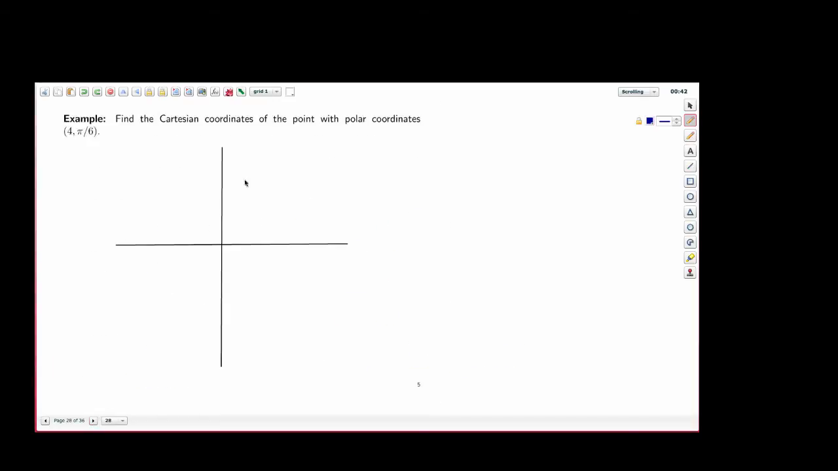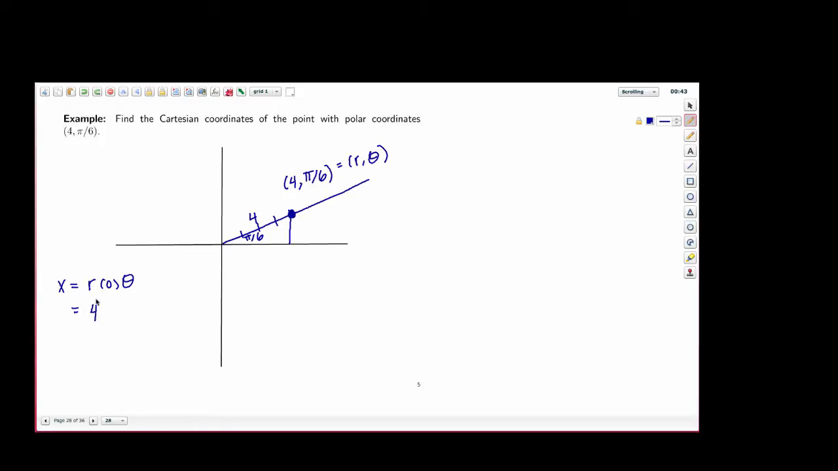Let's look at a few examples of doing that. So remember this earlier point that we plotted for pi over 6. Pi over 6 means we're 30 degrees from the axis, and we're out 1, 2, 3, 4 units from the origin. So this is the point with polar coordinates (4, pi over 6): we're out a distance of 4, and our angle is pi over 6, or 30 degrees. These are my (r, theta) coordinates, and I want to find my (x, y) coordinates. I know that x is equal to r cosine theta.